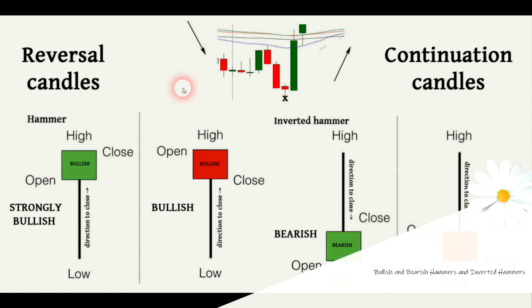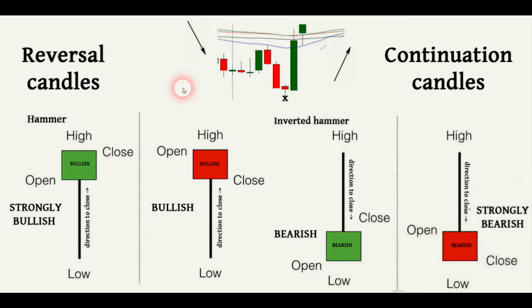Okay, let's now take a look at hammers, and there are 4 different types of hammers. Strongly bullish hammers, bullish hammers, bearish inverted hammers, and strongly bearish inverted hammers. Now this all may sound rather complicated, but once you understand how the opens, highs, closes and lows work, it's not difficult to understand. So let's imagine that this candle here is X.